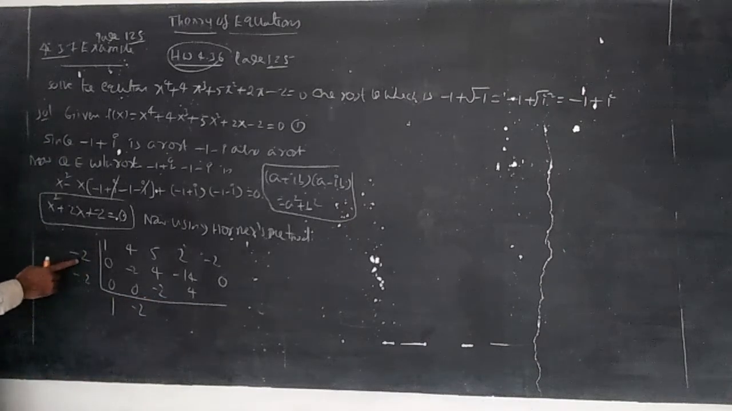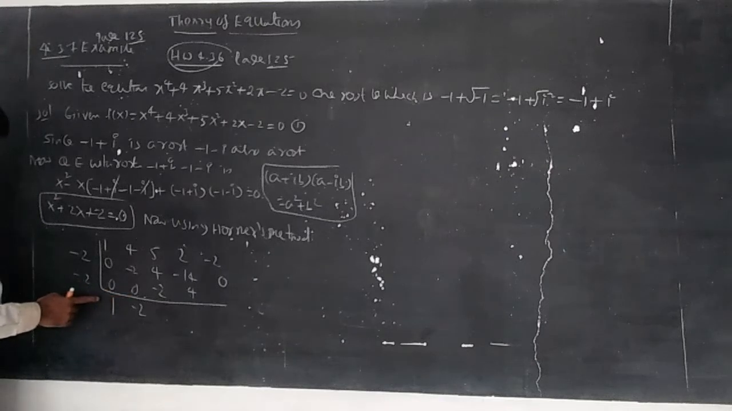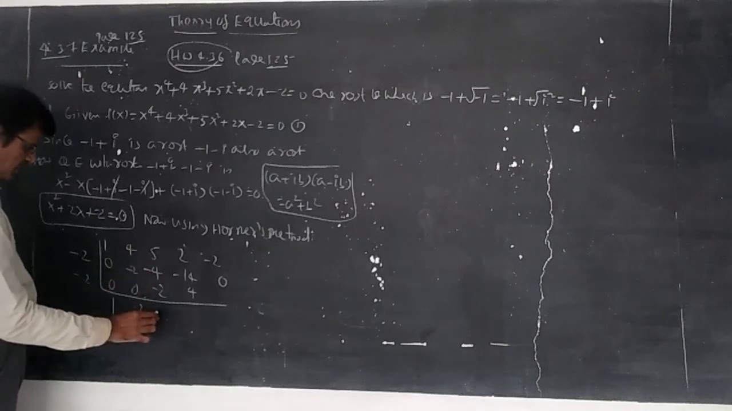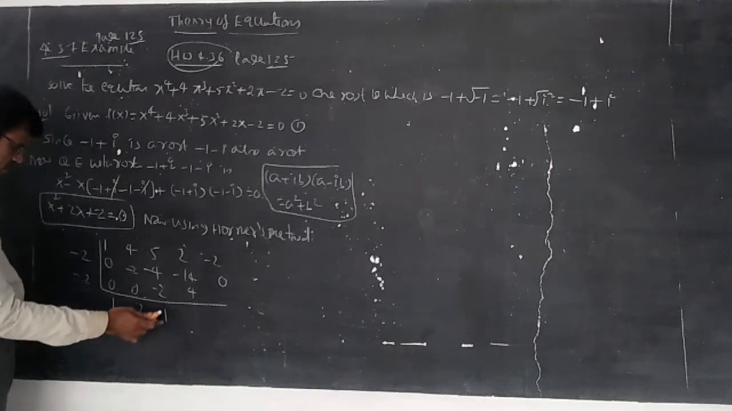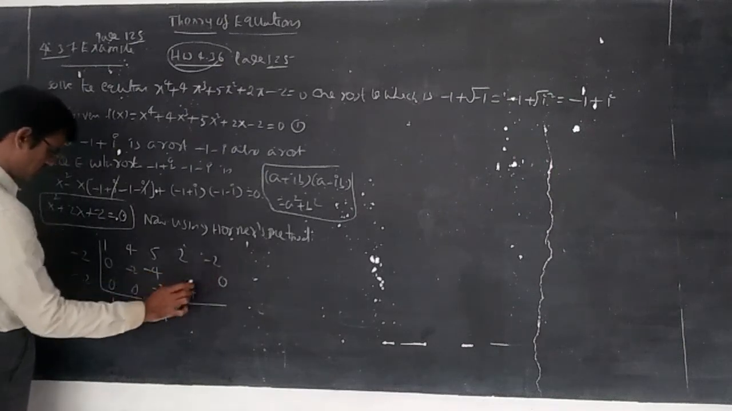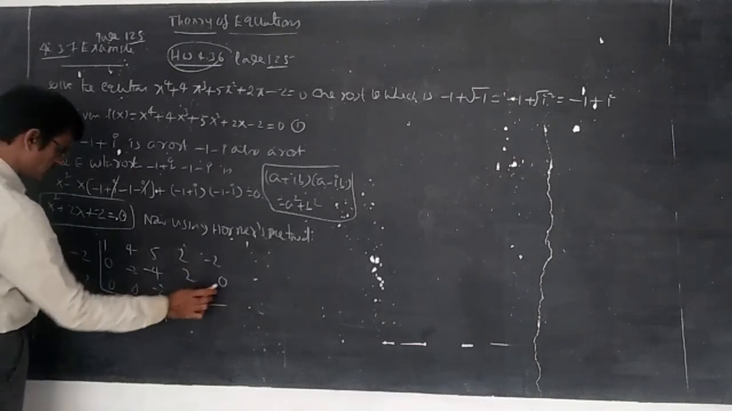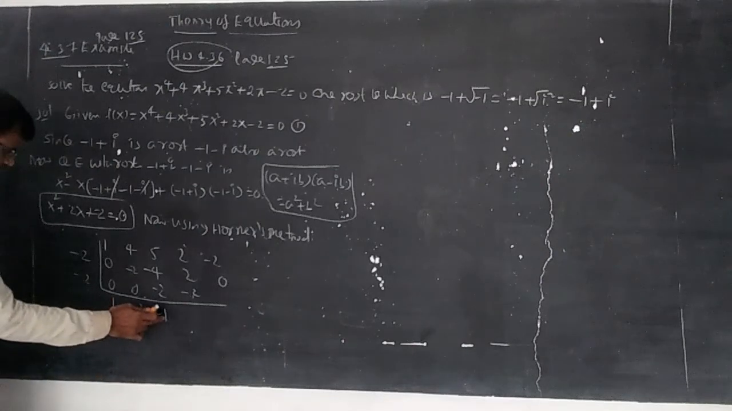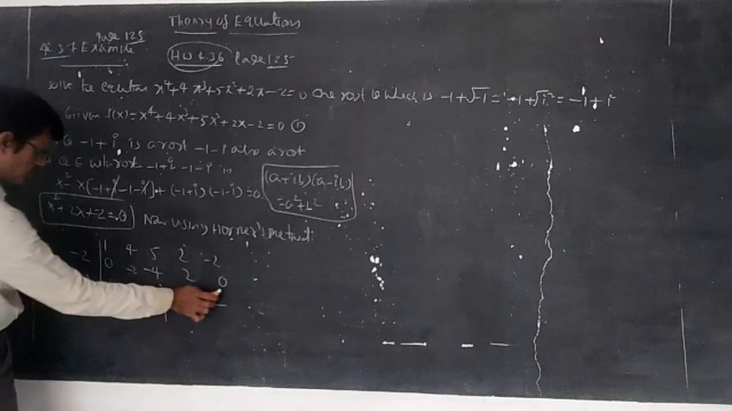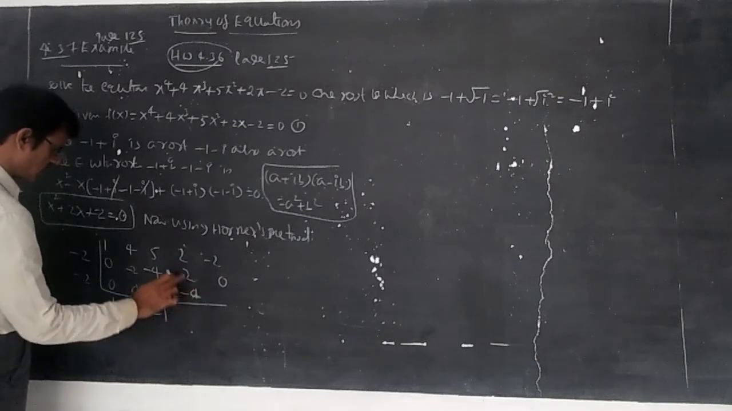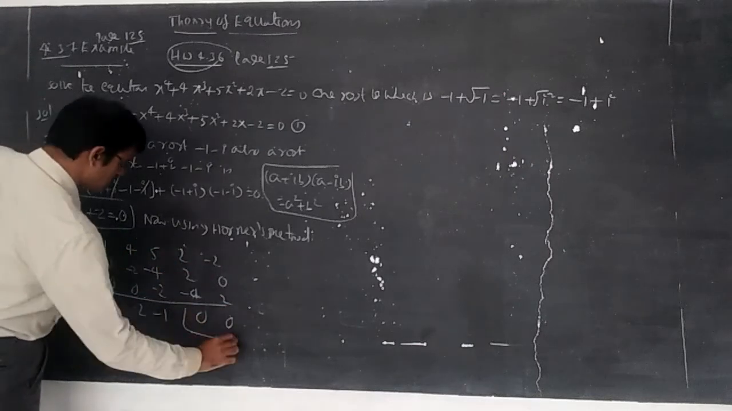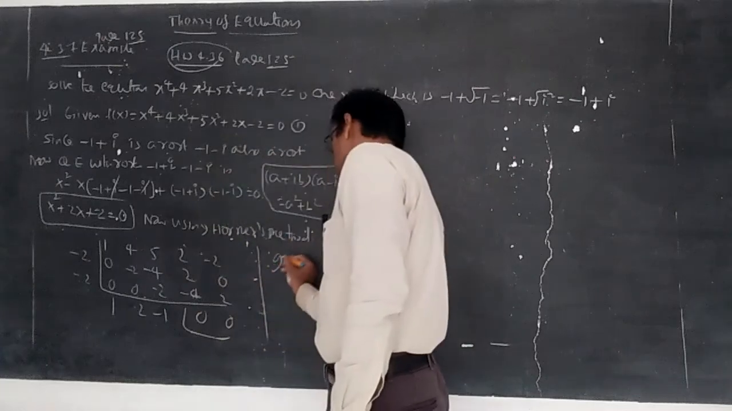This is 1 into minus 2, minus 2, this is 0. 4 minus 2 becomes 2, into minus 2 is minus 4, and 1 into minus 2 is minus 2. 5 minus 6 becomes minus 1. Minus 1 into minus 2 becomes 2, and 1 into minus 2 becomes minus 2. 2 into minus 2 is minus 4. Now it is 0, 0 into minus 2 is 0. Minus 1 into minus 2 becomes plus 2. This is 0. Okay. Now you can understand this is g of x.